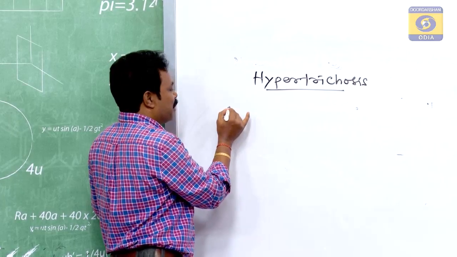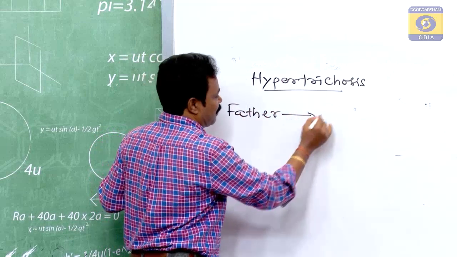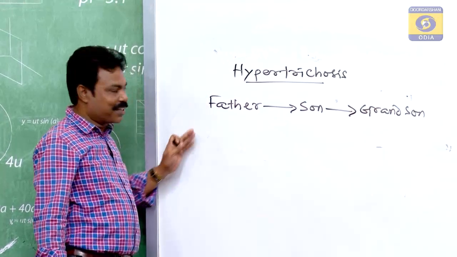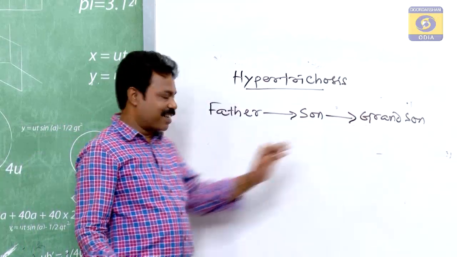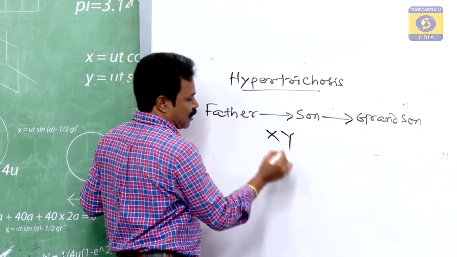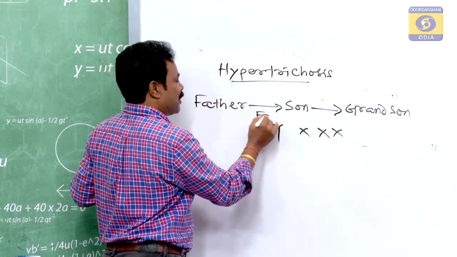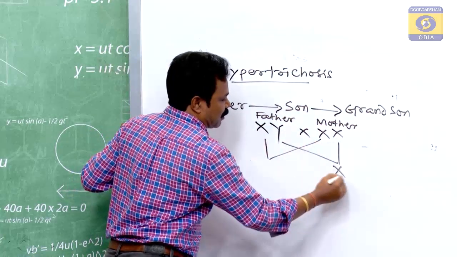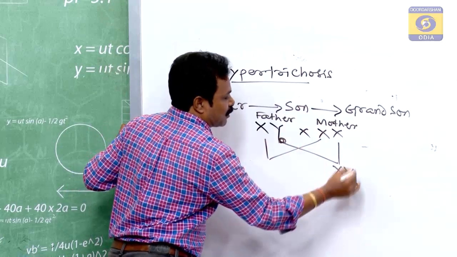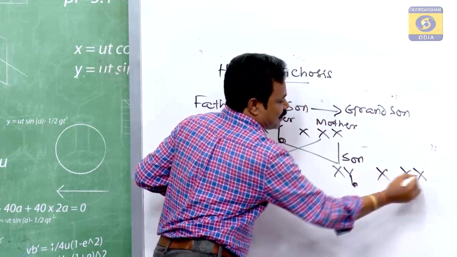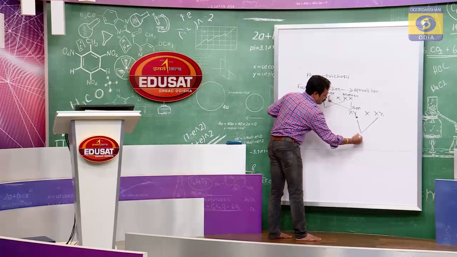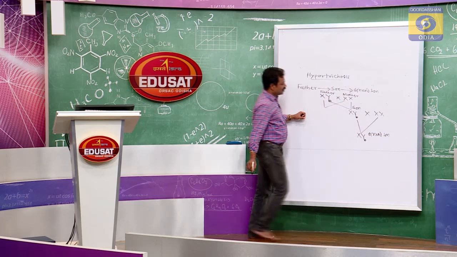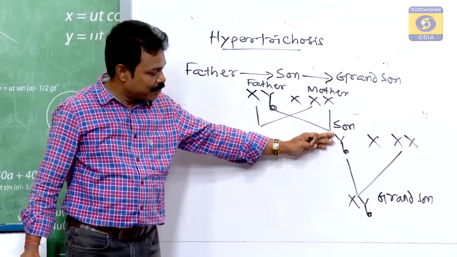This character is inherited from father to son to grandson, because the father gives Y chromosome to son and son gives Y chromosome to grandson. Here you see the pattern: XY, father, mother, son, grandson. The character is inherited from father to son and from son to grandson.